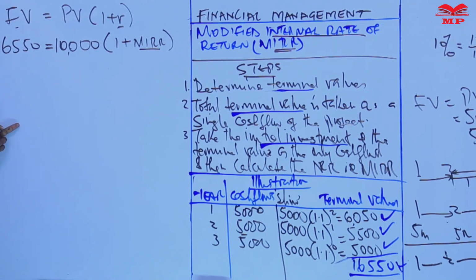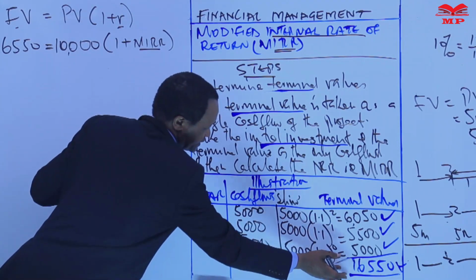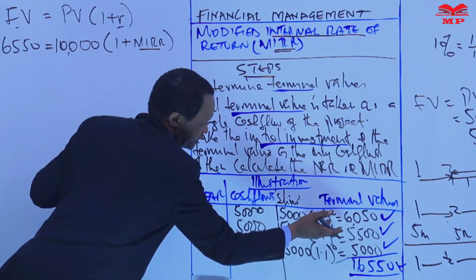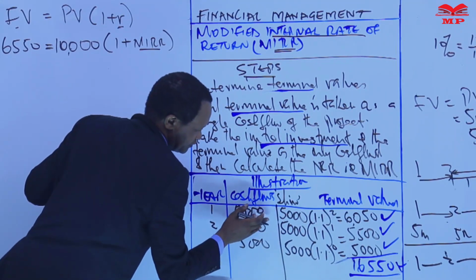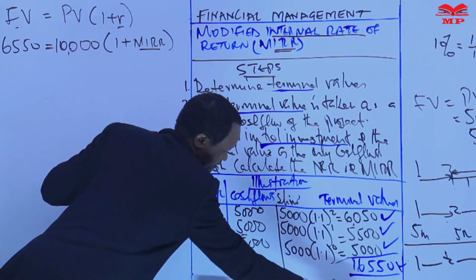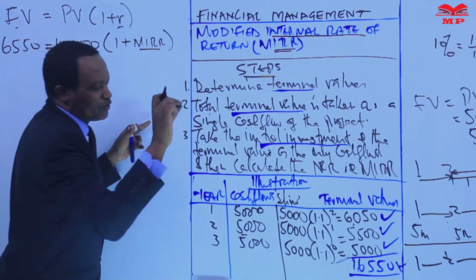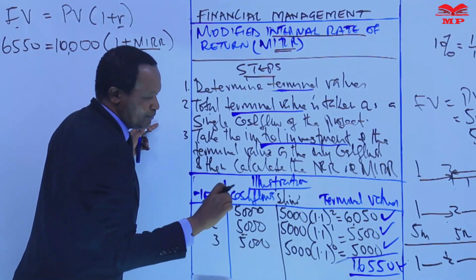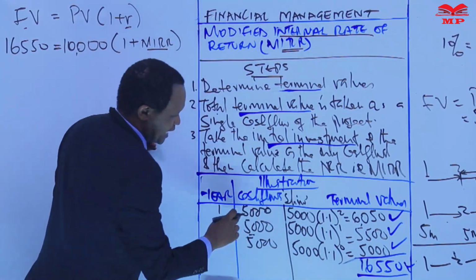And we've calculated the terminal value. We know it is the sum of the future values of the cash flows. The terminal value is the sum of the future values. These are future values of the cash flows. So the terminal value is the sum, that's why we added. It is the sum of the future values of the cash flows.